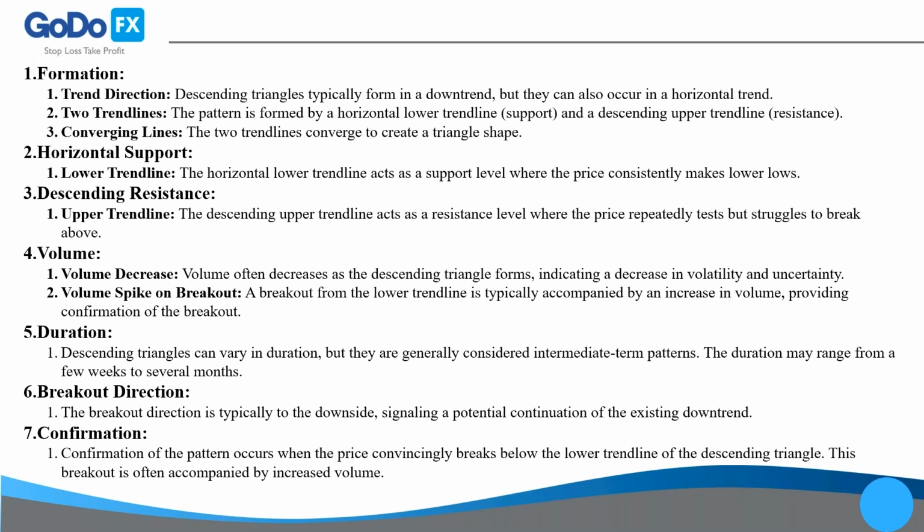So the breakout from the lower trend line is typically accompanied by an increase in volume, providing confirmation of the breakout. And the descending triangle can vary in duration, but they are generally considered also intermediate term patterns, so the duration is going to range from a few weeks to several months. And the breakout direction is typically to the downside, signaling a potential continuation of the existing downtrend.